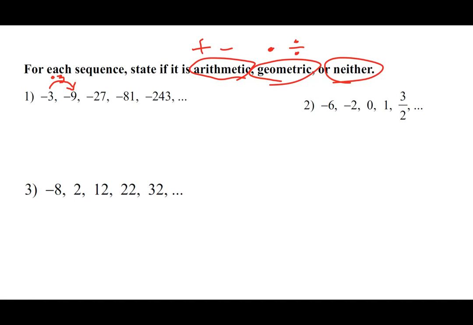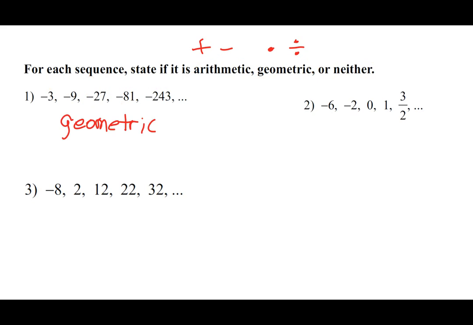So you ask yourself, well, then what works? You're multiplying by 3. -3 times 3 is -9. And if you continue the pattern, it works for all the numbers. So that's why it's geometric.